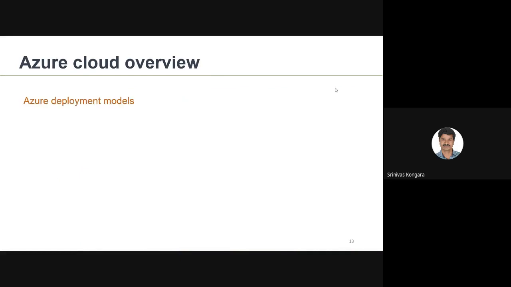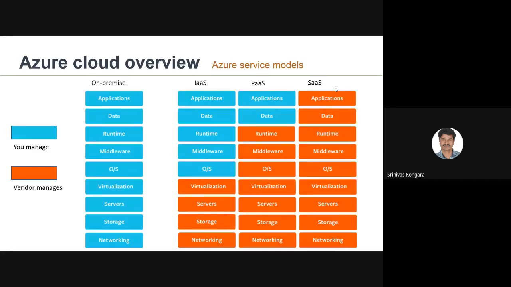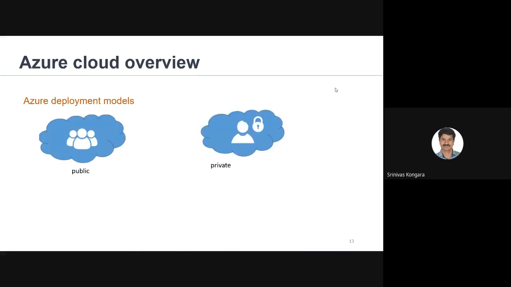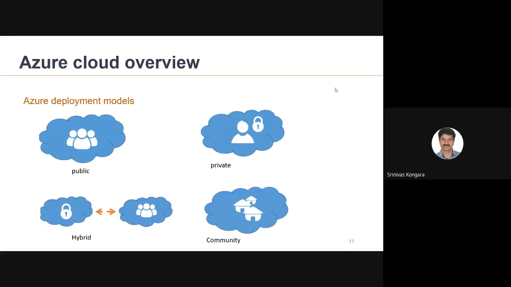Now, how are they deployed? That's okay. This is a logical representation. But how do they sit? How are they deployed in the data centers? There are a few popular types: public clouds, private clouds, hybrid, and community.